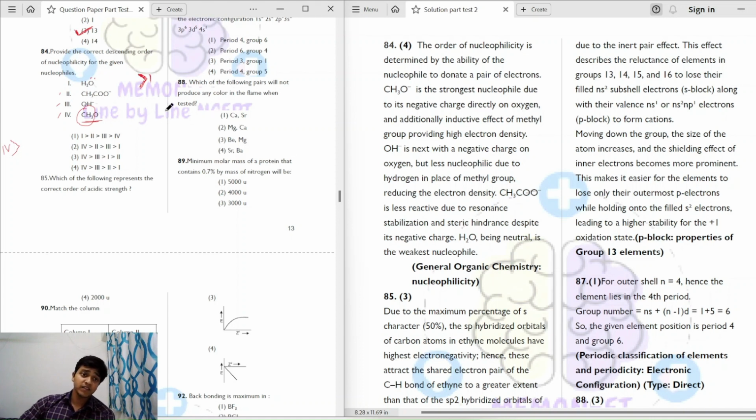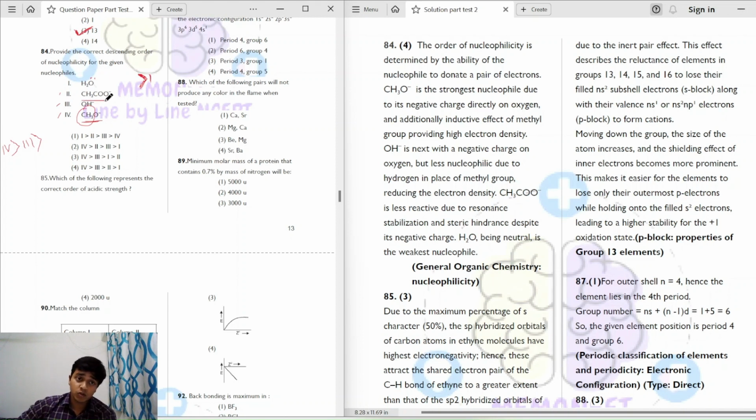Now, if we see next, we have OH minus. On this also there is a negative charge on O directly. There is no stabilizing group on it. There is no resonance. So it will also have a strong nucleophilicity, but it will be less than CH3O minus because there is no inductively donating group on that.